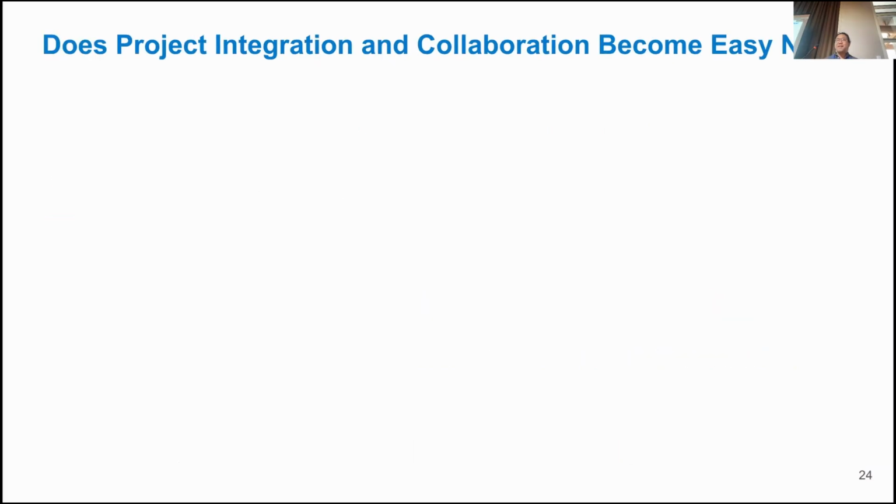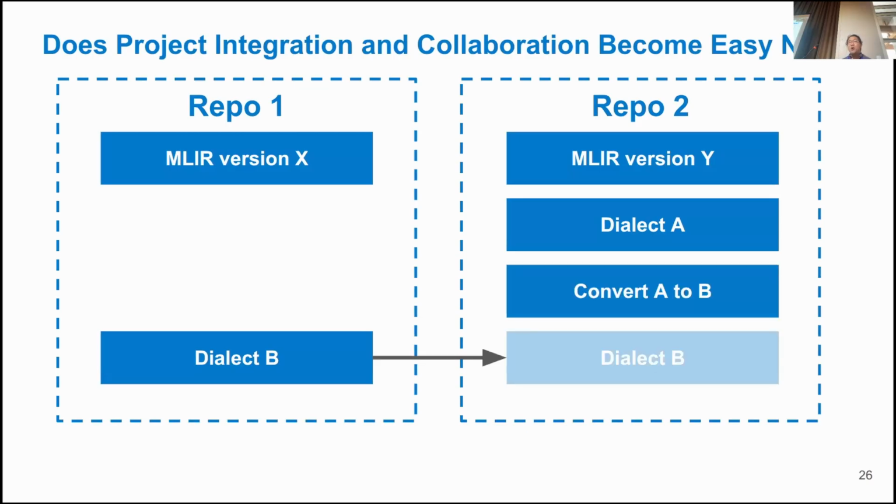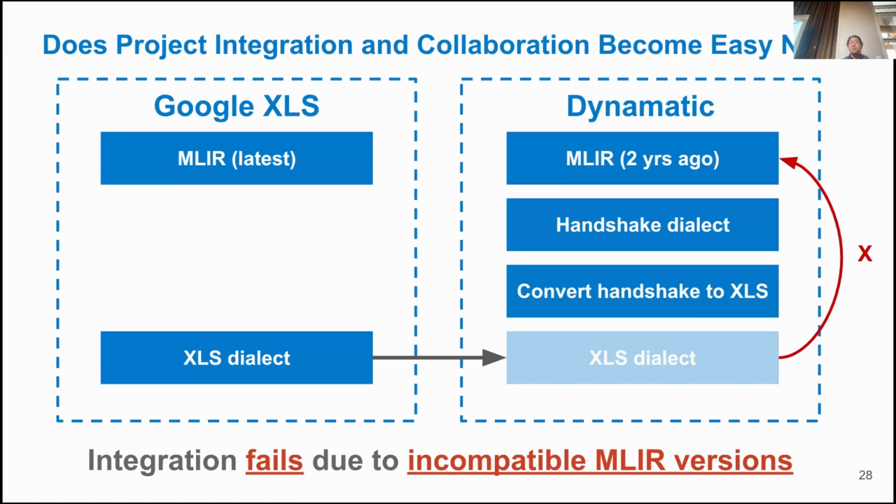Although MLIR has promised us, has project integration and collaboration become easy now? Let's see a concrete example. Here we have two repos with two different dialects and two different MLIR versions. Our goal is to enable collaboration, so we copy the dialect definition and write some conversion paths. But the problem is this will not work out because the integration will fail due to the mismatch of MLIR versions. We came across this when we tried to integrate the Google XLS tool, and we discovered that the collaboration worked really well, so we had very great discussions, but the resulting product is not so maintainable because they basically update their MLIR every day, and we do this once every 2 years.